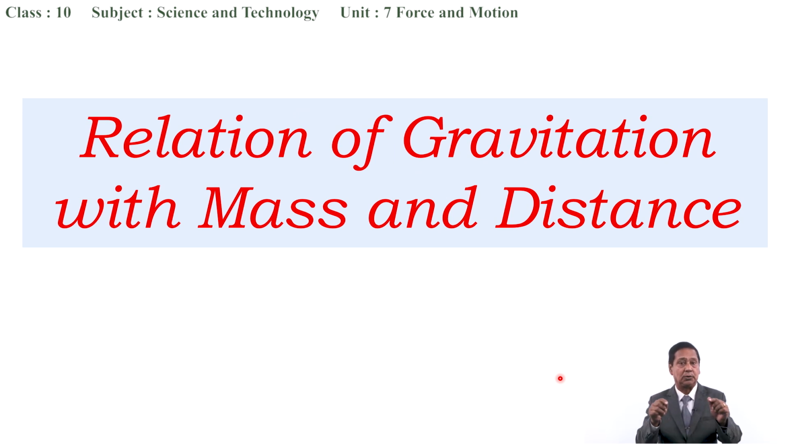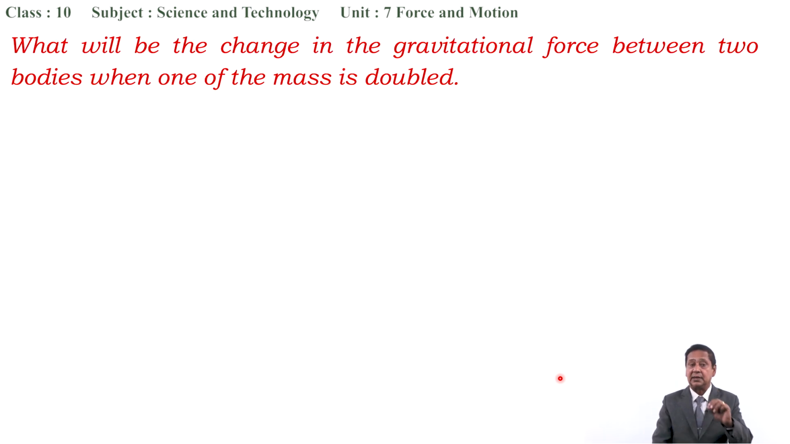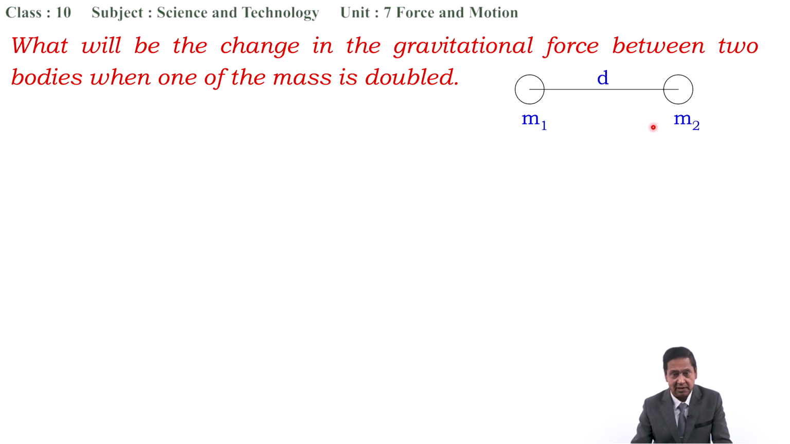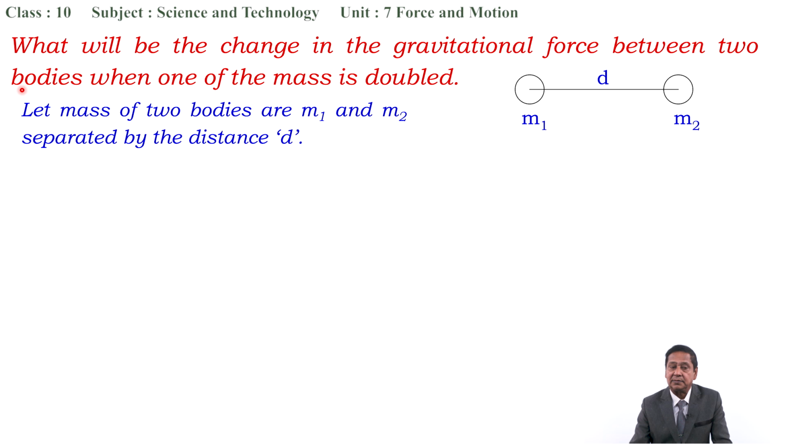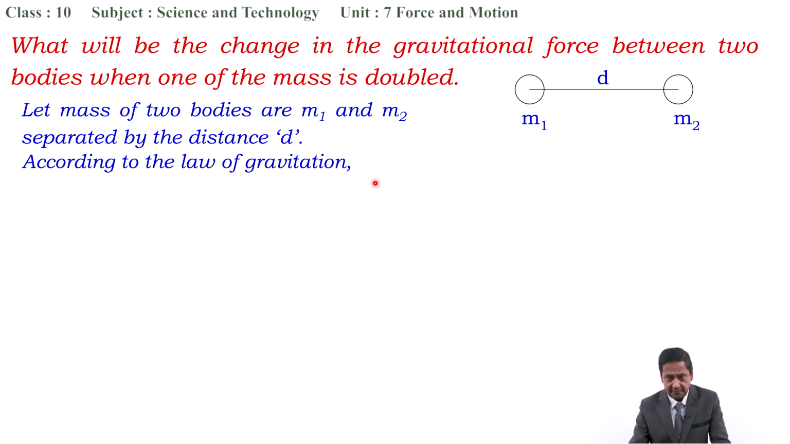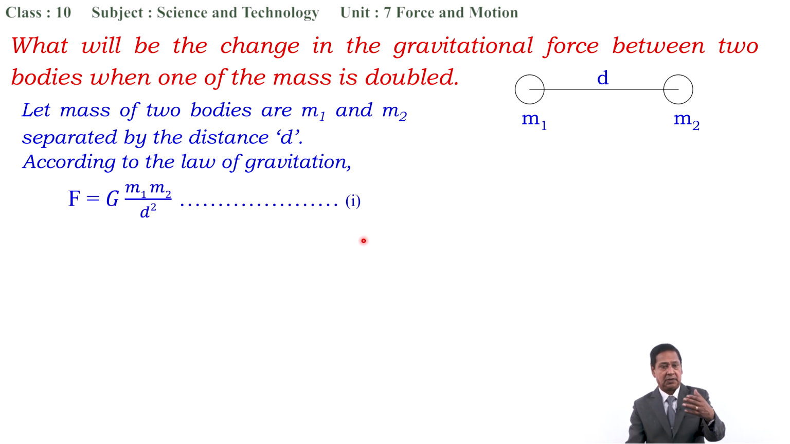Now we have to go through the proof with the help of an equation. Look at this. What will be the change in the gravitational force between two bodies when one of the masses is doubled? Let the masses of the two bodies be m1 and m2, separated by a distance d. Then according to Newton's law of gravitation, F is equal to G m1 m2 by d square. This we know. Let's say this is equation number 1.